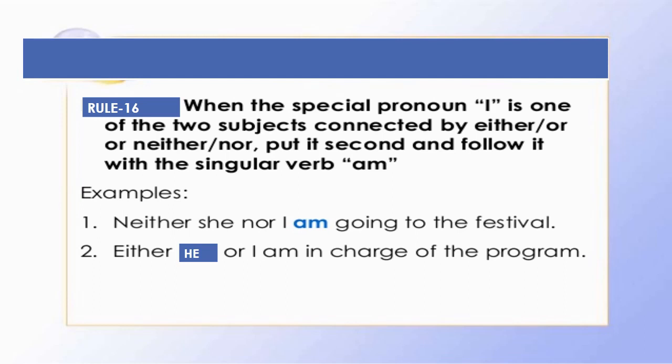Rule number 16 is, when the special pronoun I is one of the two subjects connected by either or or neither nor, put it second and follow it with the singular verb am. Examples: first, neither she nor I am going to the festival. Next is, either he or I am in charge of the program. So here the nearest subject is I. Accordingly, we have used the verb am.